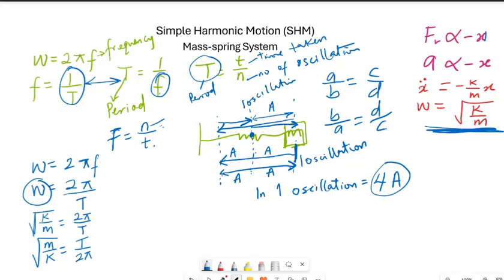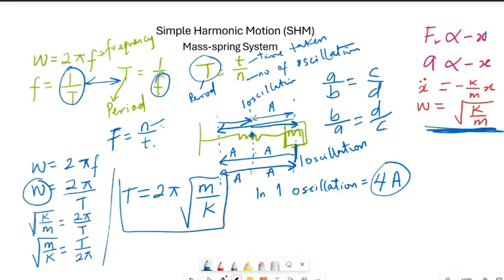And having this, if I cross multiply, I will have my period equal to 2 pi square root of m over k. Don't let us forget this formula also. We will use it.